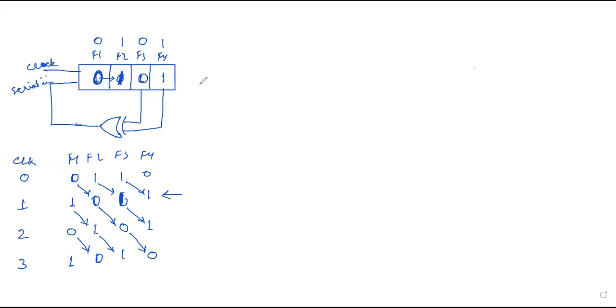Okay, so the question was the output after 3 clock pulses. In this particular register, the contents of the register were given initially as 0 1 1 0, and you have to find out the output at the third clock pulse.